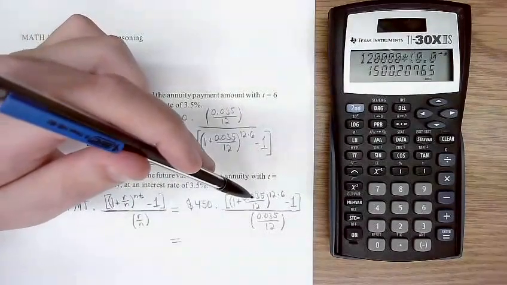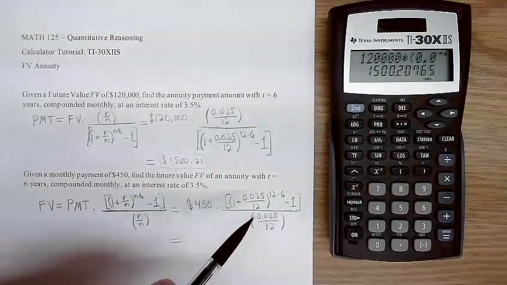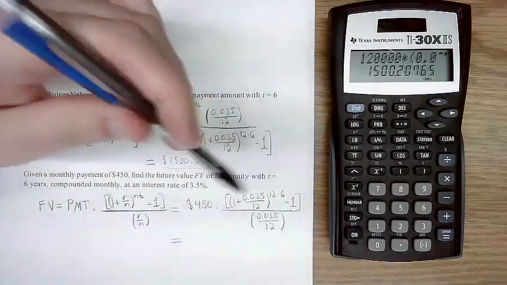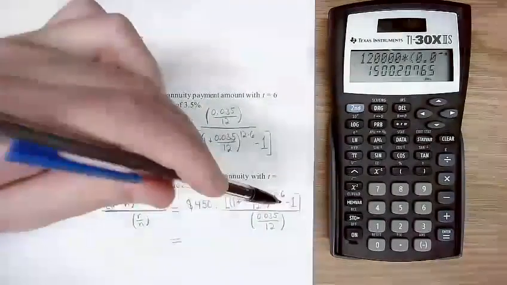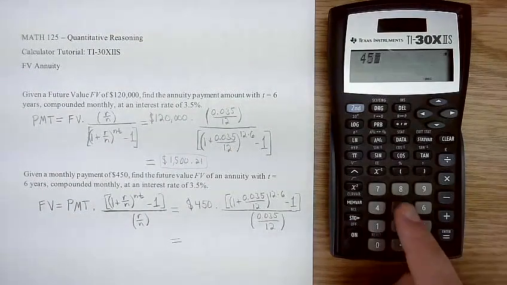So with our numbers from the problem, it'll be our payment of $450. Our rate is 3.5% again, or 0.035. Our number of compoundings in a year, n, is 12 because we're compounding monthly again. And our t is 6 years, given. So we'll put all of this in. So now how do I put it into my calculator? I'll start first with my $450.